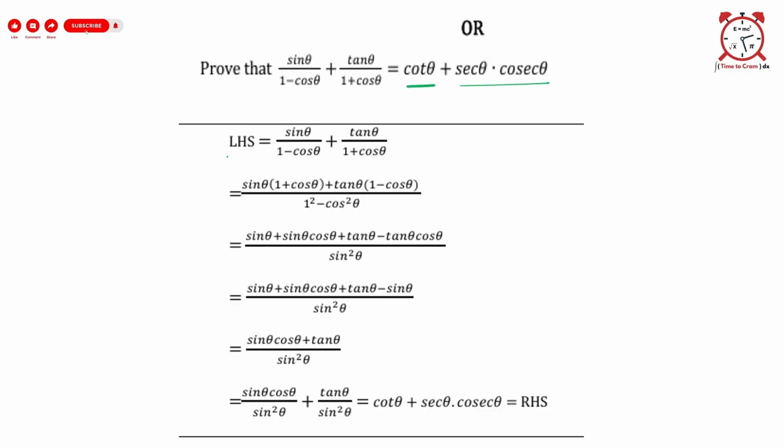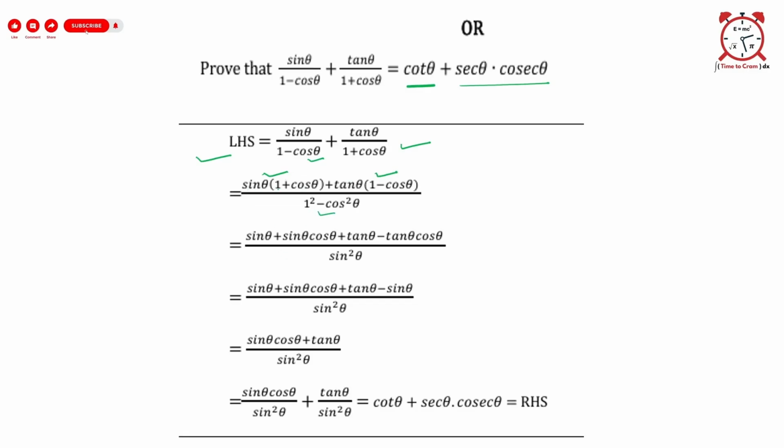Here we will start from the LHS and we will reach the RHS. So sin theta upon 1 minus cos theta plus tan theta upon 1 plus cos theta. After taking the LCM, 1 plus cos theta will multiply with sin theta and 1 minus cos theta will multiply with tan theta, and in the denominator their product is 1 square minus cos square theta.